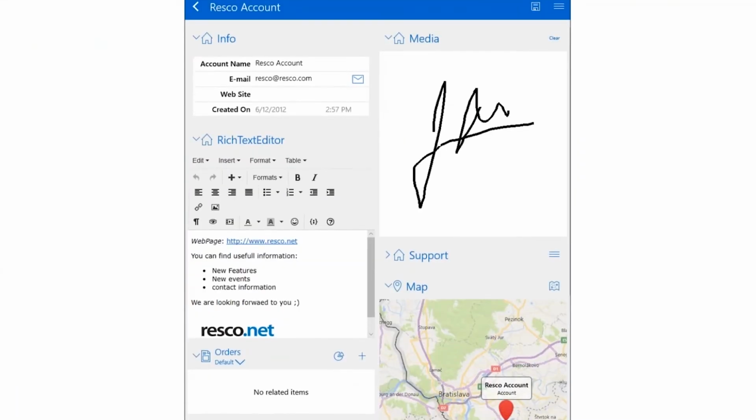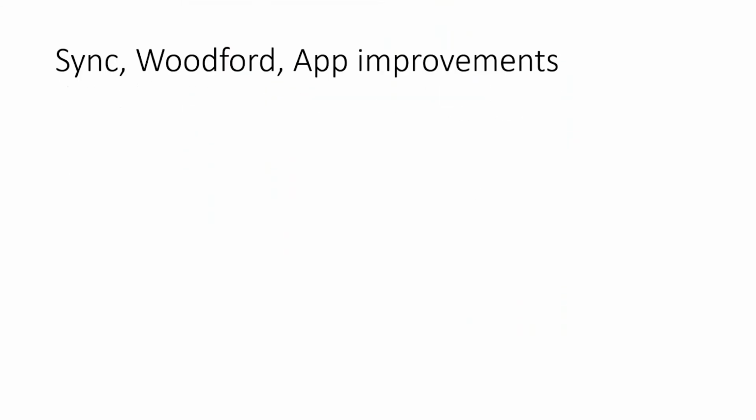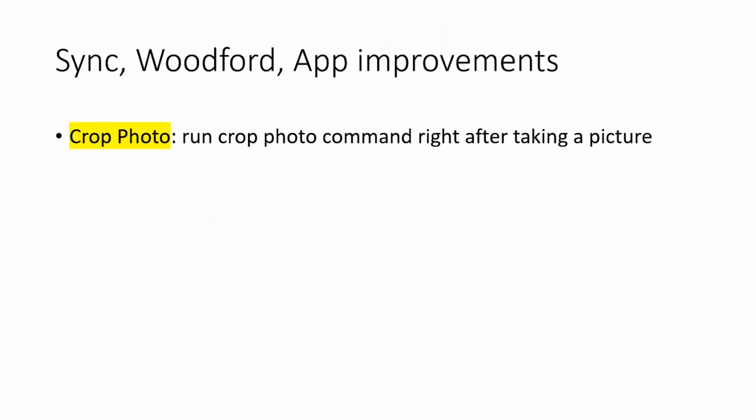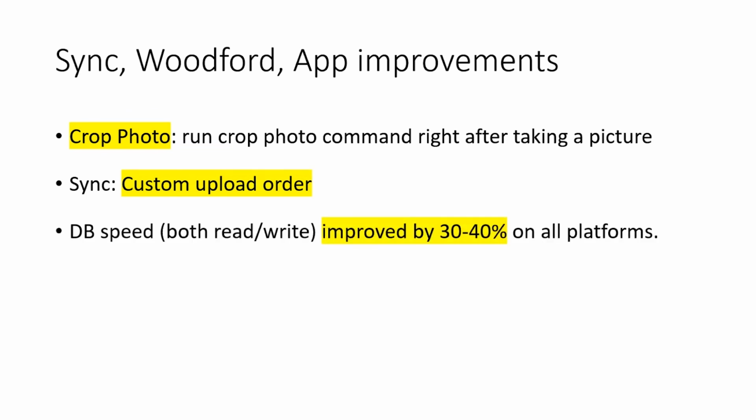We also have rich text editor or rich text fields, which you can use. Of course, this will be HTML formatted data within that field, but in the mobile app, it can be visualized like this, and also it can be modified or created as rich text. And that's not all. Of course, we have added more, like the crop photo functionality, which can start automatically. Or for the synchronization, we have custom upload order options now. Or we have just casually improved the database speed by 30 or 40% on platforms.